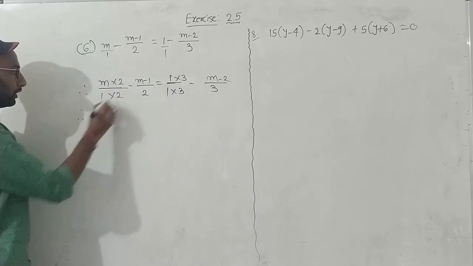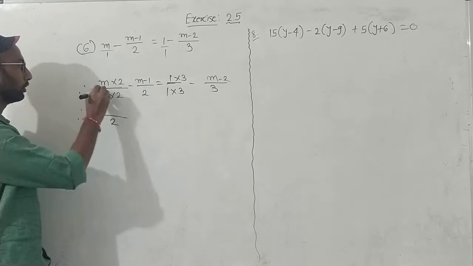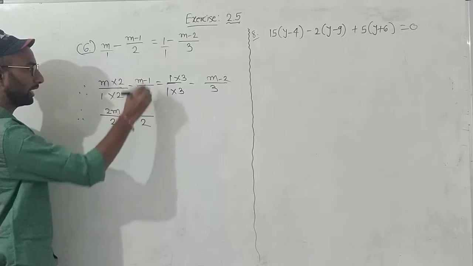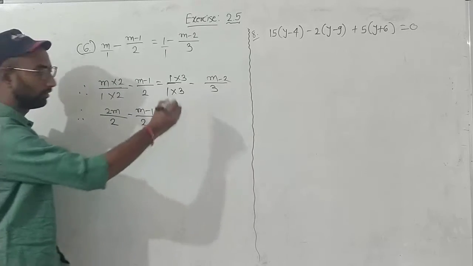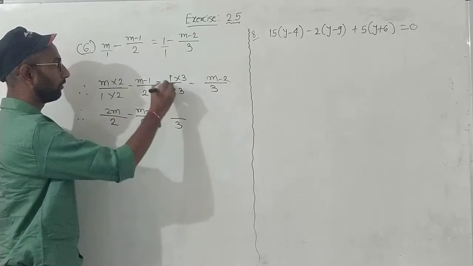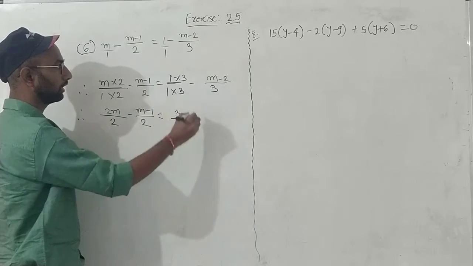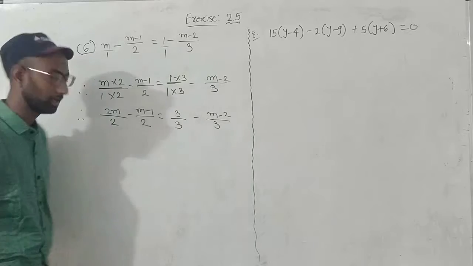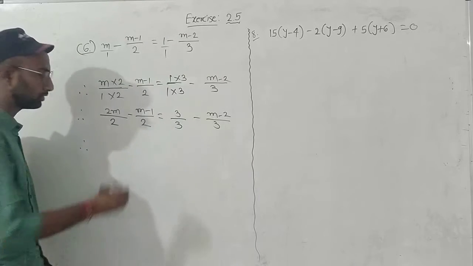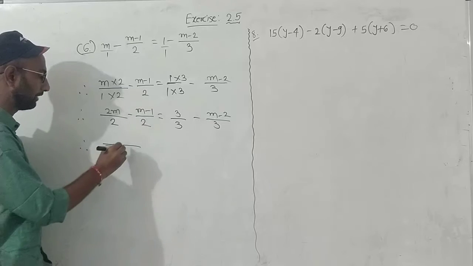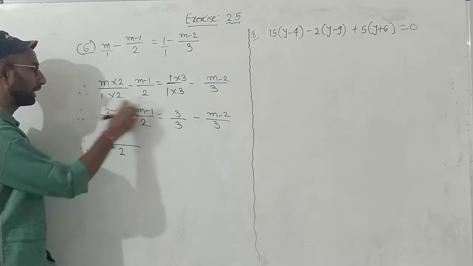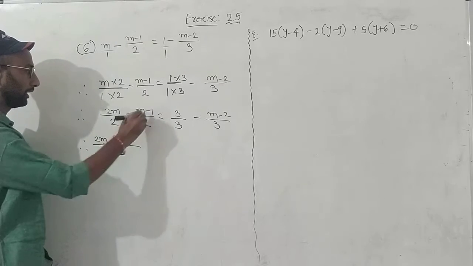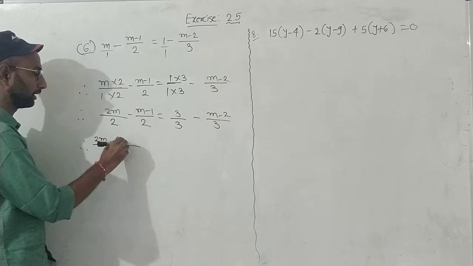Okay. Now 2 1s are 2 and 2 m's are 2m. Minus 2 as it is, m minus 1 as it is. Then 1 3s are 3 and 1 3s are 3. Minus 3 as it is, m minus 2 as it is. Now you can see 2 2 same denominator, so I will do one line of division and I will put 2 in the denominator and I will put whatever has been given into the numerator. So what has been given in the numerator? 2m minus m minus 1.